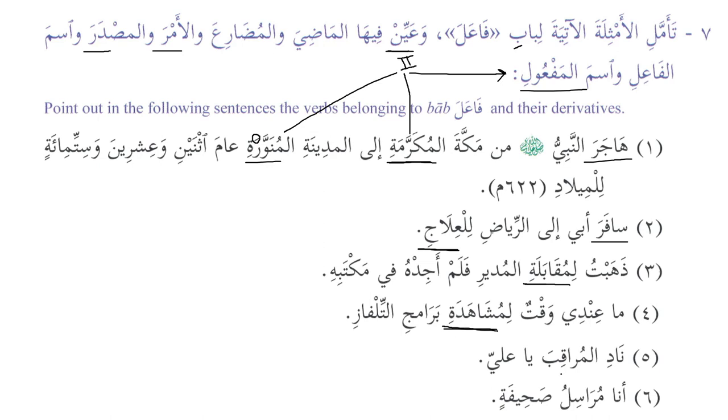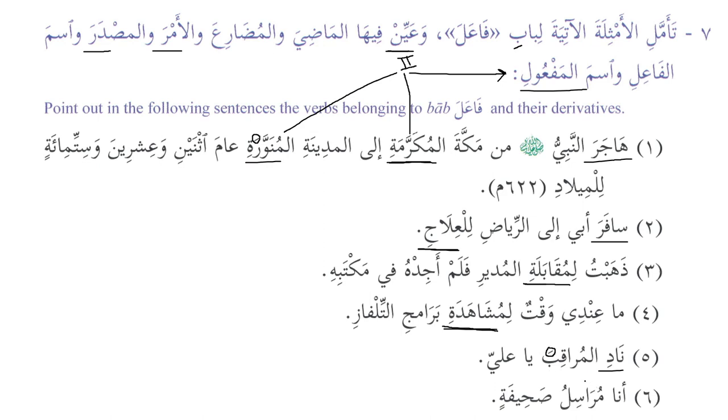Call the controller, O Ali. نادي is فعل الأمر. Excellent. Yes, Nadi is فعل الأمر. Nadi al-muraqiba, and we can see that the noun that follows it is mansub. So it confirms that this is فعل الأمر.